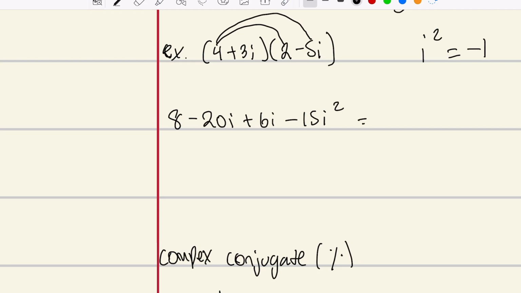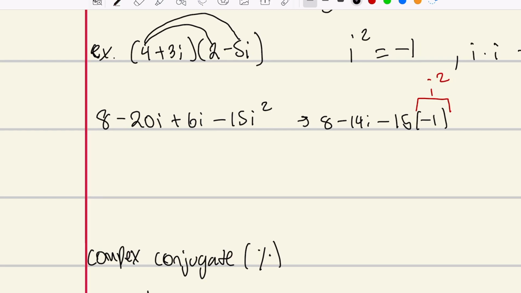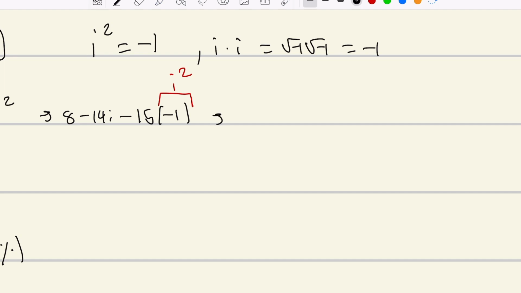Okay, so let's reduce this. Here, let's actually draw an arrow. So 8 minus 20i plus 6i, which is minus 14i, I believe. And let's simplify this one right here. Remember, i squared is -1. So now let's simplify this again. We get 8 minus 14i minus 15. Oh, whoa. See, I messed up here. -1 times -15 is +15. So 15 plus 8 is 23. Remember this right here. Minus 14i. And that's it.